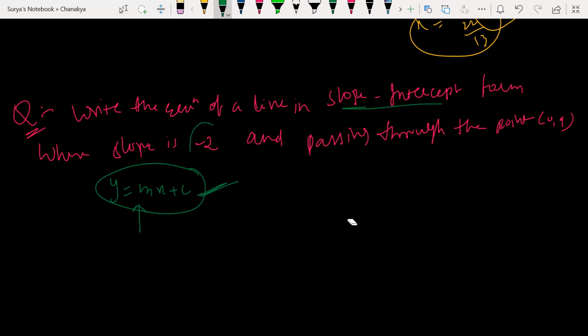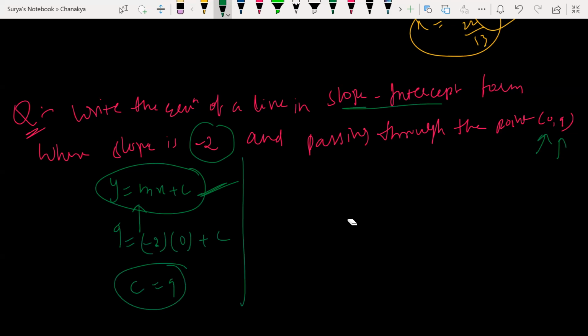So I have the slope, which is -2. The x coordinate and y coordinate are given, so let me substitute 0 and 9. Look at this: 9 is equal to -2 into x, which is 0, plus c. So c is equal to 9. Now substitute again.